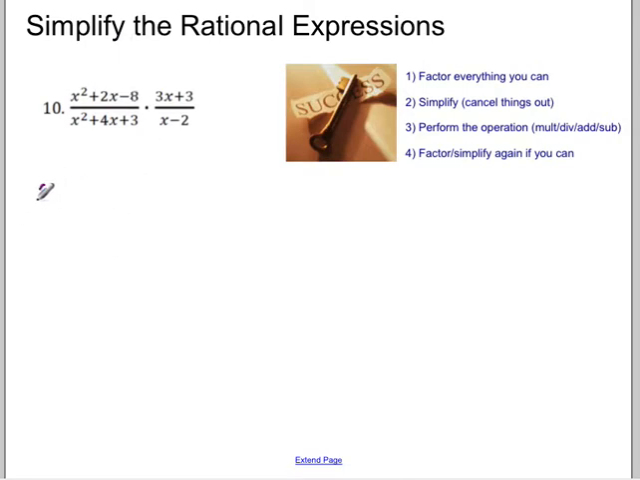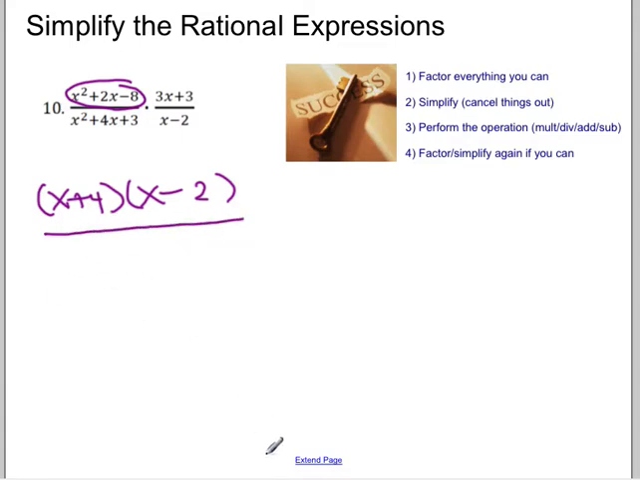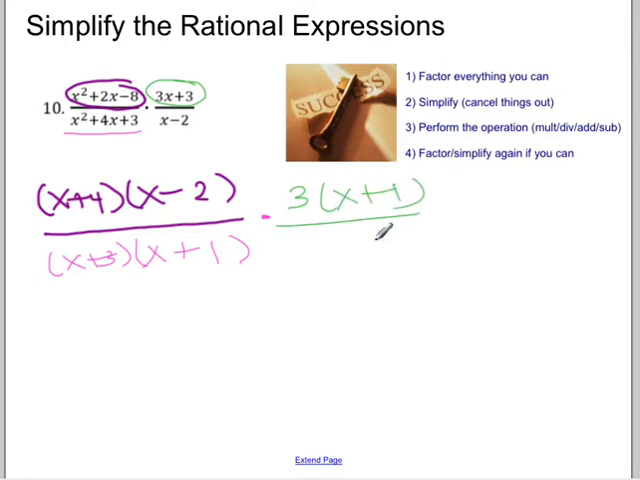So looking at my numerator of that first piece, okay, I want to factor this. So what multiplies to negative 8 but adds to 2? Well, positive 4 and negative 2 will multiply to negative 8 but add to 2. And if I look at my denominator, I need to say, well, what multiplies to 3 but adds to 4? Positive 3 and positive 1. Times, I look at my numerator in the second fraction, and I would factor out my greatest common factor. I can factor out a 3. So I would have x plus 1. And in the denominator, there's nothing that can be factored.